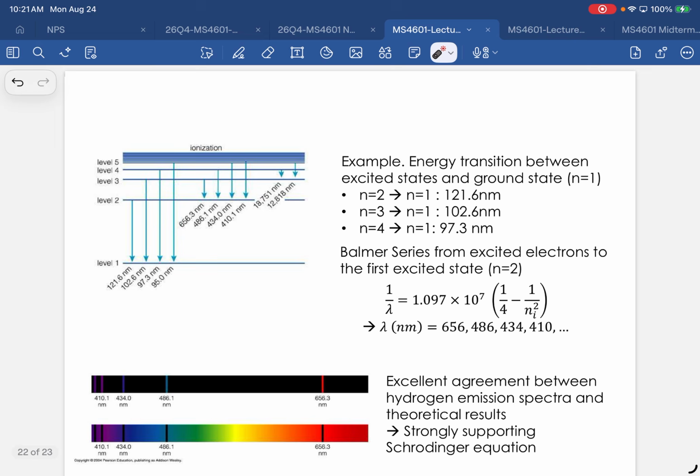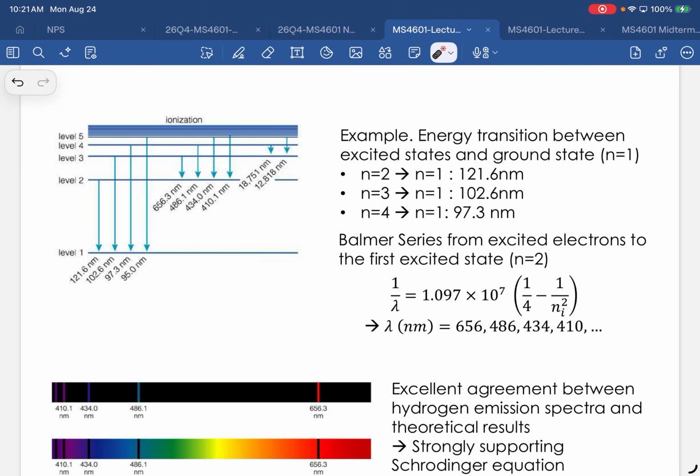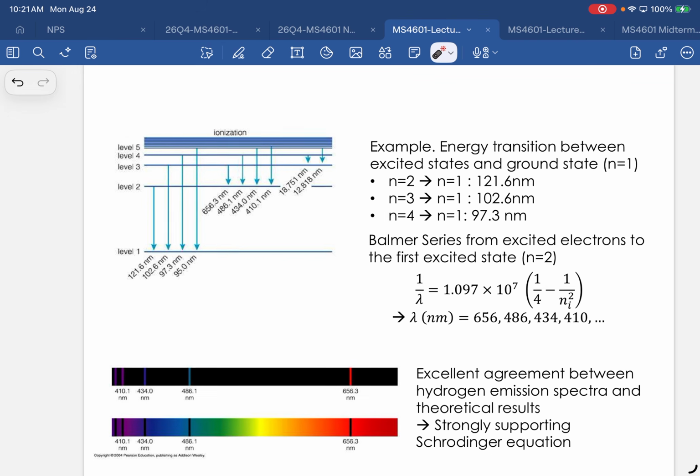So if we look at just the Balmer series, that is essentially from excited electrons to the first excited state, when n equals 2. This energy difference corresponds to lambda of 656, 486, and so on, okay?